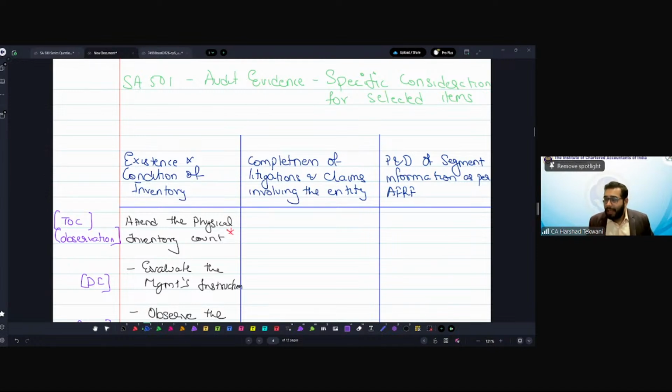For example, if the inspection is not possible, management may ask the warehouse to dispatch all the goods, and we will keep them in our own warehouse, and then you can perform the inspection over there. So something similar. Okay, sir. Thank you.